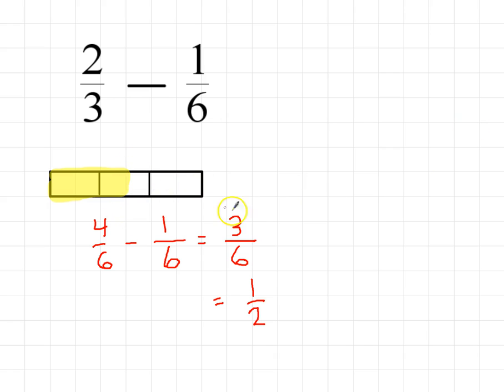If I had cut this thing into 2 pieces, this is half, and that's the other half. So this would be my final answer.